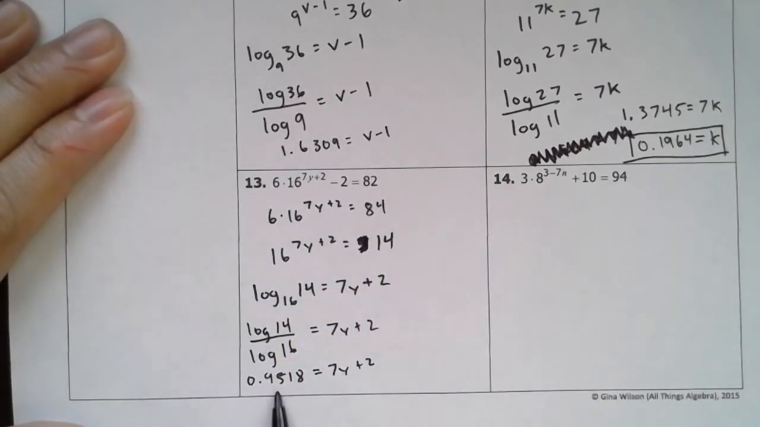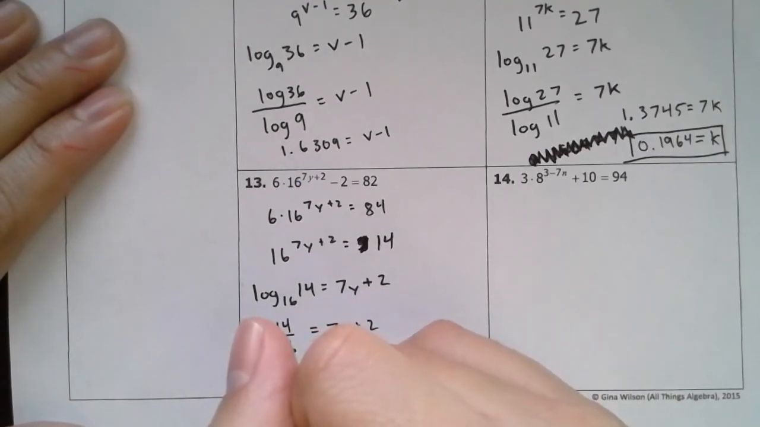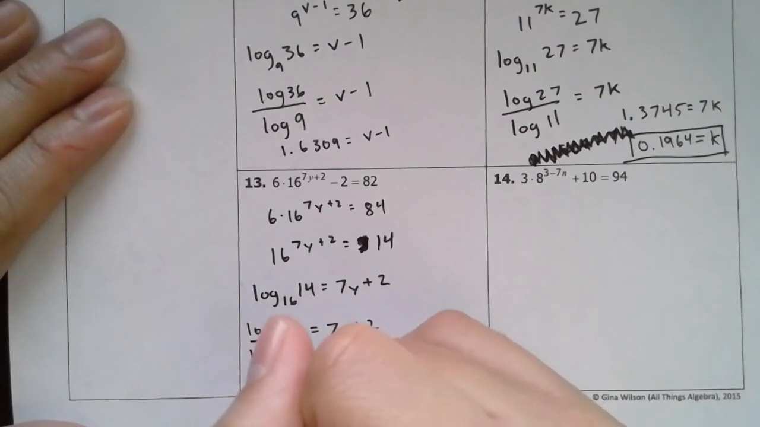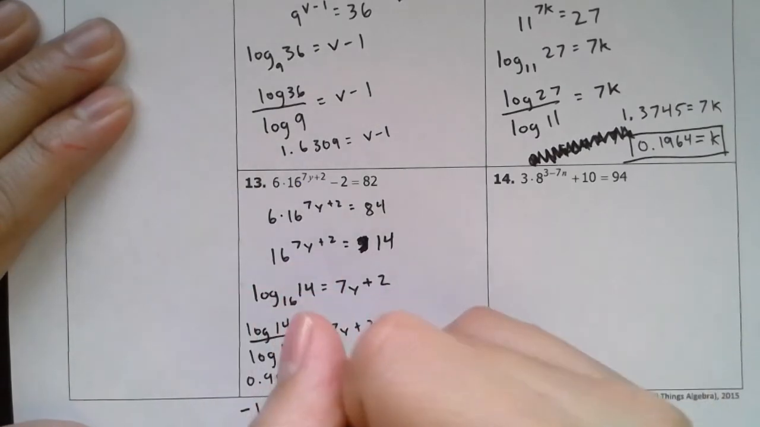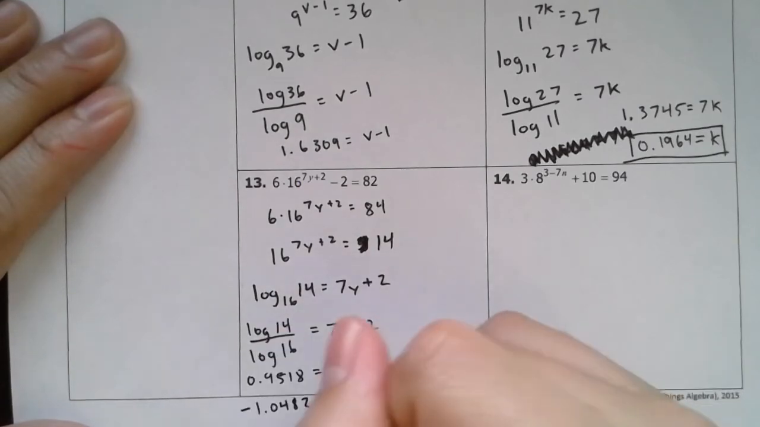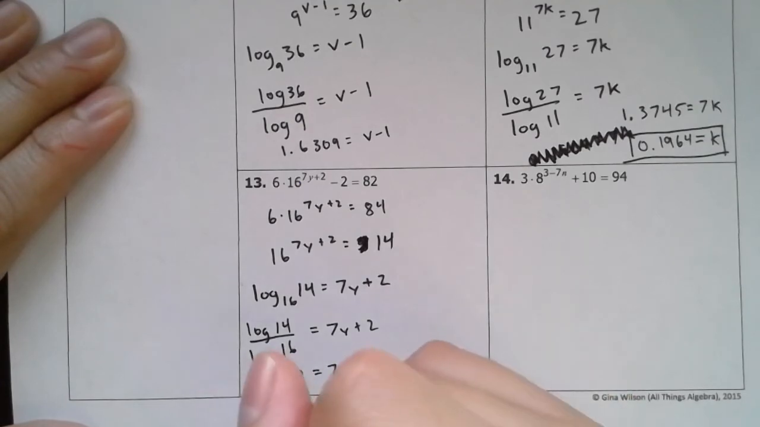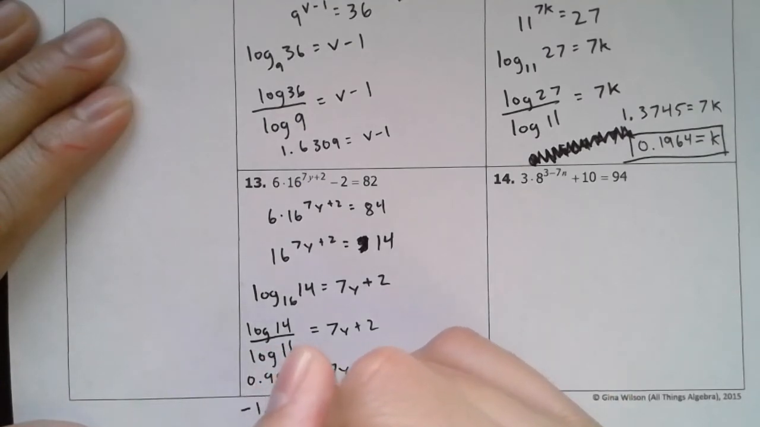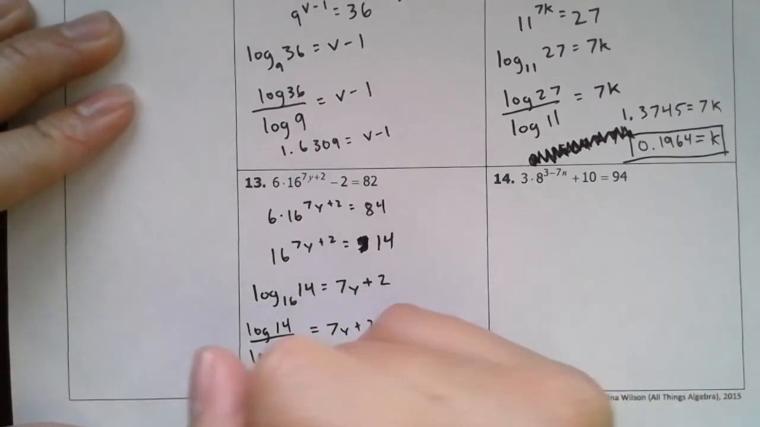Then I'm going to subtract 2 and then divide by 7. So when I do that, subtract 2, so let's do that one first. I get negative 1.0482, and then that's equal to 7y, and then I divide by 7, and I get y is equal to negative 0.1497, and that's your answer.